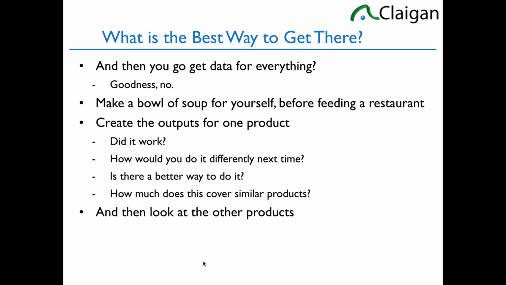Go back and look at it. You want to create an output. Figure out what your output is, and then create it for a product. And then go back and say, what did I learn from this? What was the best way? Is there a better way to do this? Is there a faster way? I did product X, but could this cover product Y mostly? Or what do I have to do that's really different? So you create one output first, and then look at other products. It's a much more effective way to do it.